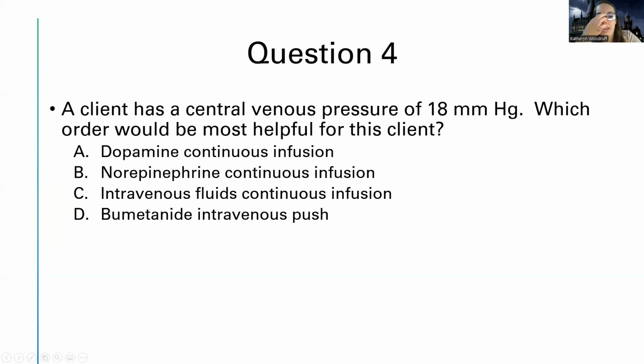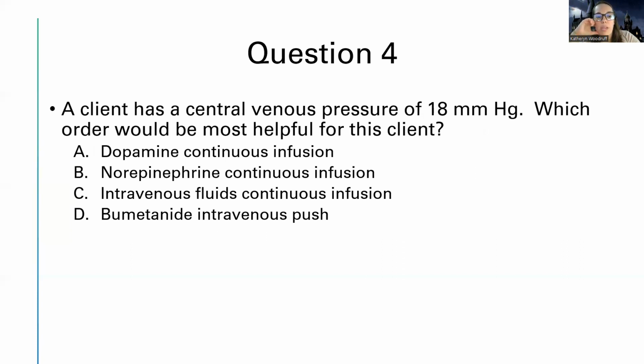It's question 4. A client has a central venous pressure of 18 millimeters of mercury. Which order would be most helpful for this client? So now it's kind of doing it backwards. It's giving me a hemodynamic and saying, what order do I want? So I have a CVP and it's 18, and we said the normal is 2 to 8. So that's very high. So if I have high CVP, I have a lot of fluid. So it's saying which order is going to be most helpful to get rid of fluid.